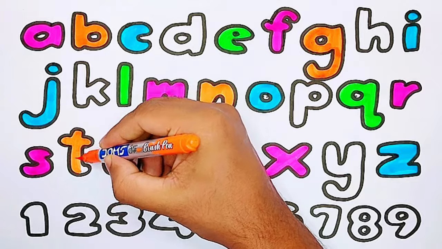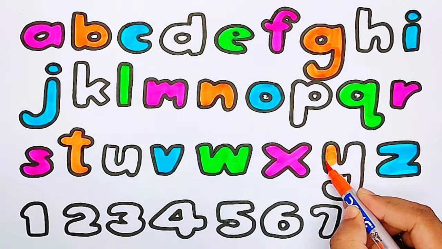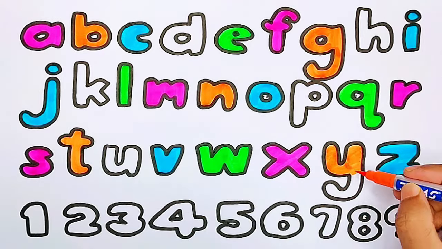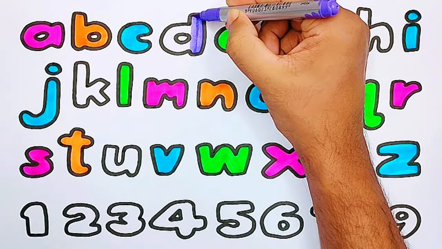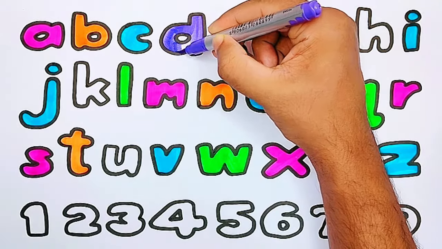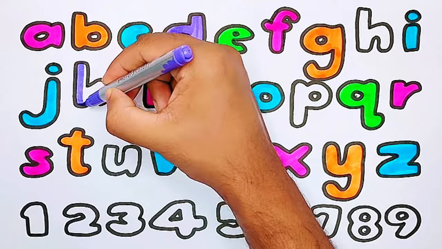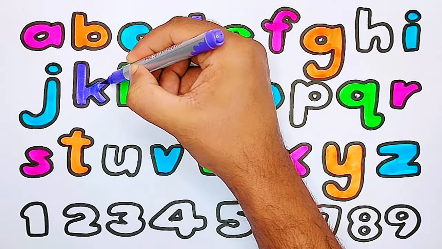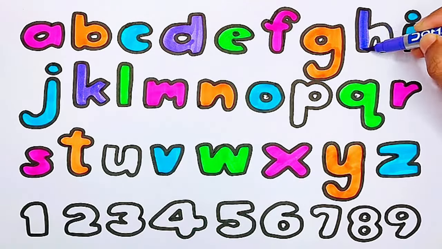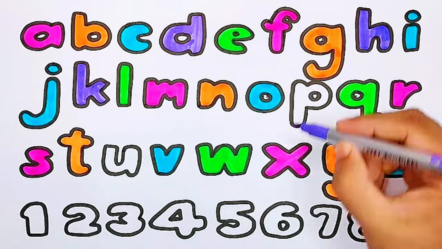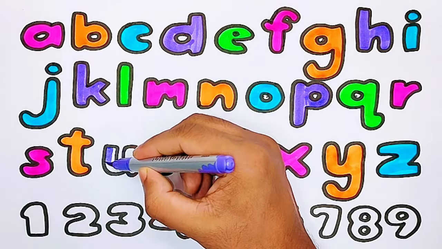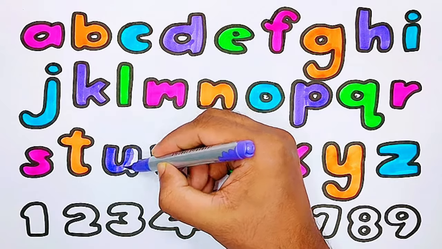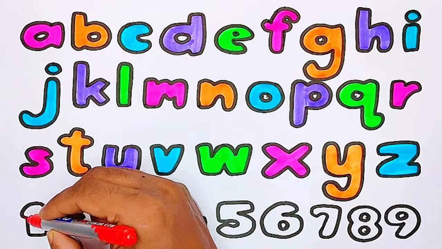T for teddy bear. Y for yarn, purple color. D for dog. K for kangaroo. H for hand. P for pear. U for unicorn, red color.